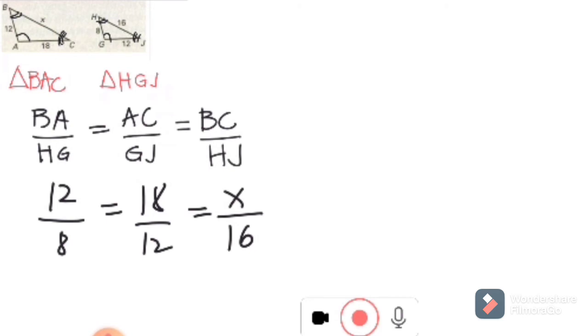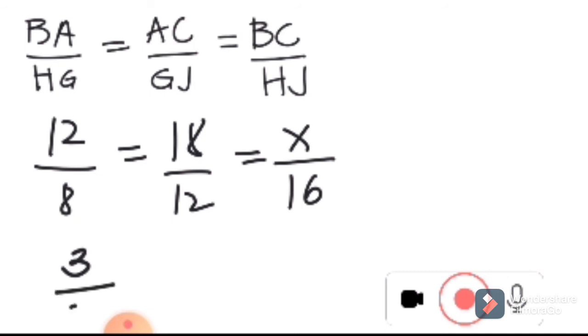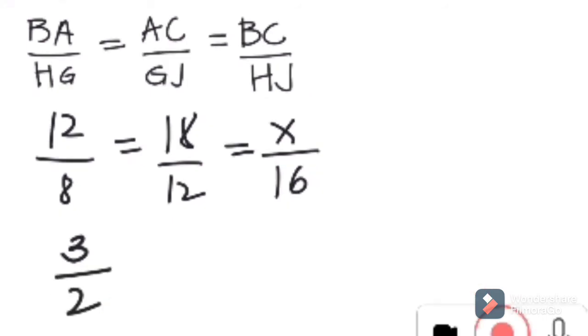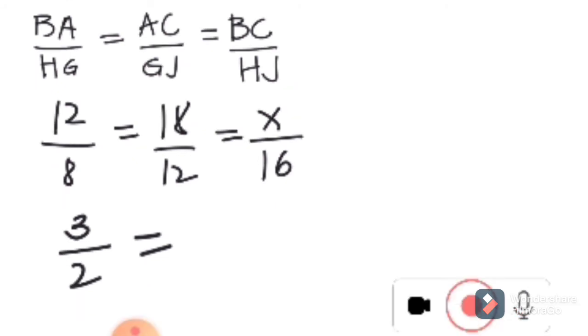So let's have the lowest term of 12 over 8, which is 3 halves. The GCF of 12 and 8 is 4. 12 divided by 4 is 3. 8 divided by 4 is 2. For 18 over 12, the GCF is 6. The lowest term is 3 over 2. 18 divided by 6 is 3 and 12 divided by 6 is 2.